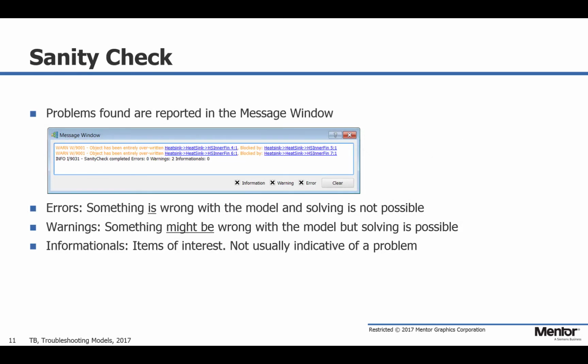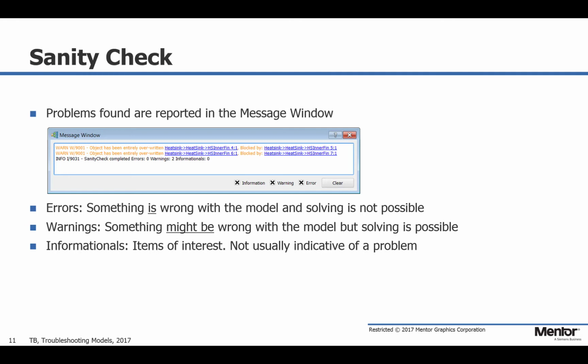All problems found in the sanity check will be reported in the message window. There are three categories that these messages can be recorded in. The first category is errors. This means something is wrong with the model and it needs to be fixed. The solver will not continue until those issues are corrected.